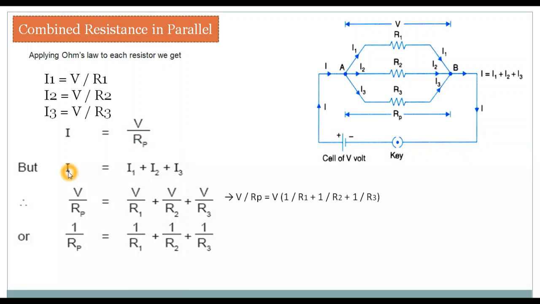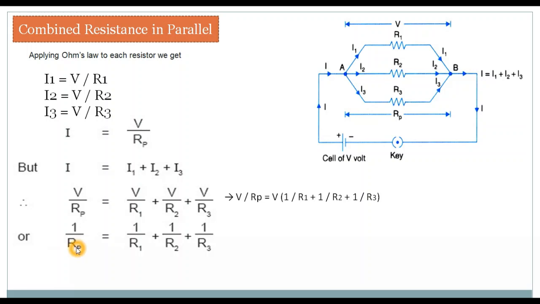Substitute the values. For I, we substitute V by Rp. For I1, V by R1. For I2, V by R2. For I3, V by R3. V is common here, so V will be written outside. Then 1 by R1, we are left with 1 by R2 and 1 by R3. V will get cancelled out, and we are left with 1 by Rp is equivalent to 1 by R1 plus 1 by R2 plus 1 by R3. So here you can see it's not Rp, it's 1 by Rp.